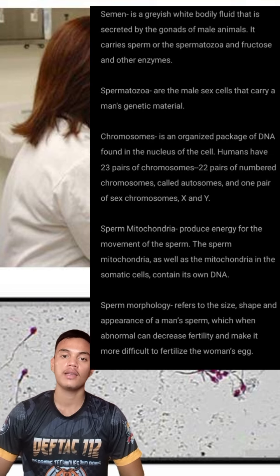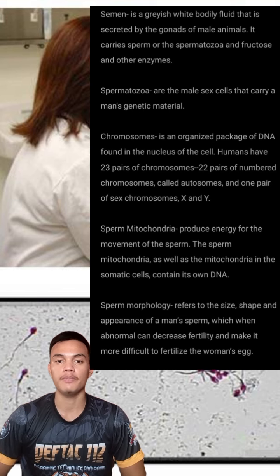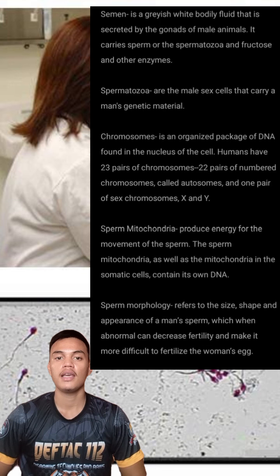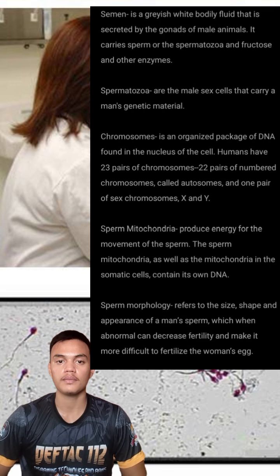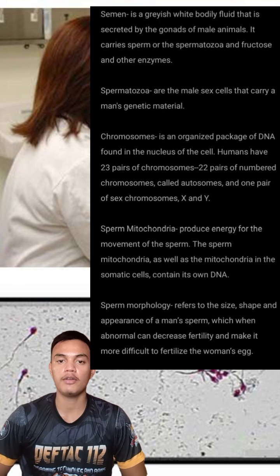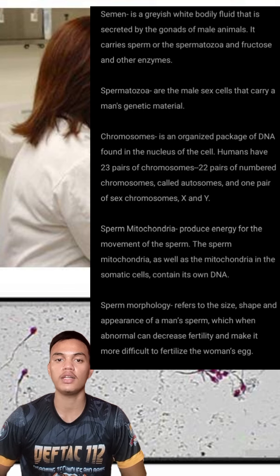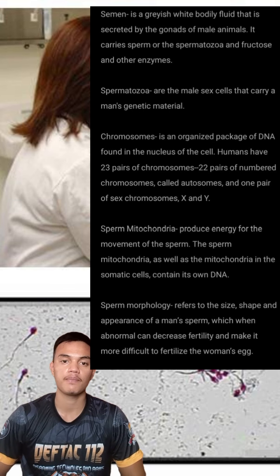and Y. Sperm mitochondria produce energy for the movement of the sperm. The sperm mitochondria, as well as the mitochondria in some somatic cells, contain their own DNA. Sperm morphology refers to the size, shape, and appearance of a man's sperm, which when abnormal can decrease fertility and make it more difficult to fertilize the woman's egg.